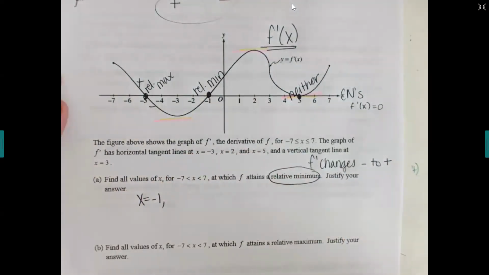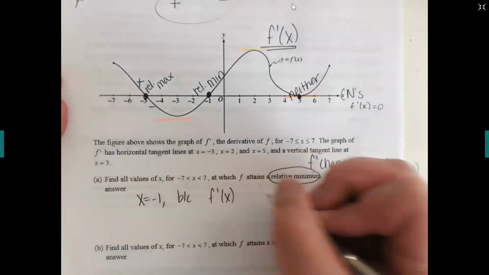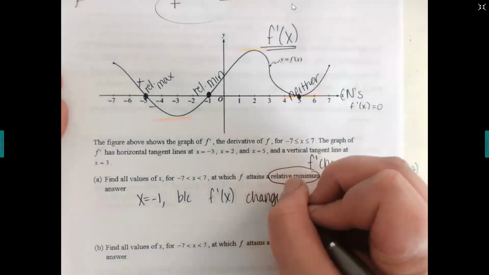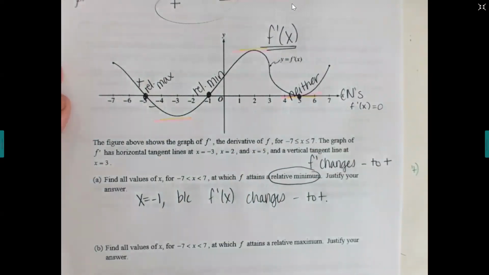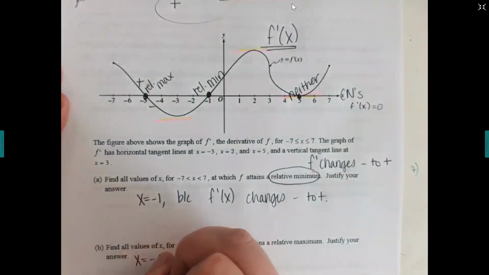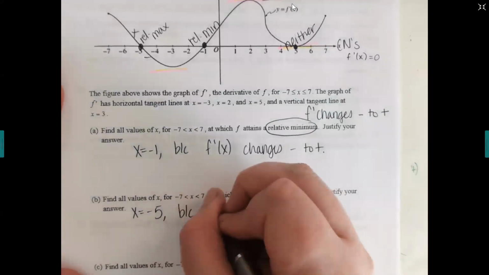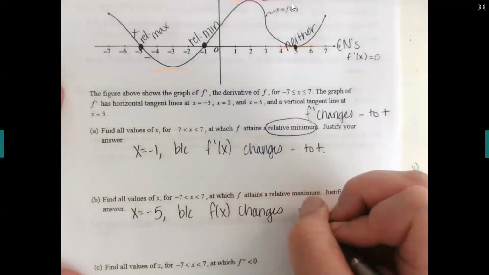Okay, then it says justify your answer. We would say because f prime of x, which is the graph I'm looking at, changes from negative to positive. Okay, the next question asks me to find a relative maximum. We already found it. We just have to write it down. Where was our max? And then what would our reason why be? Okay, because f of x changes positive to negative.